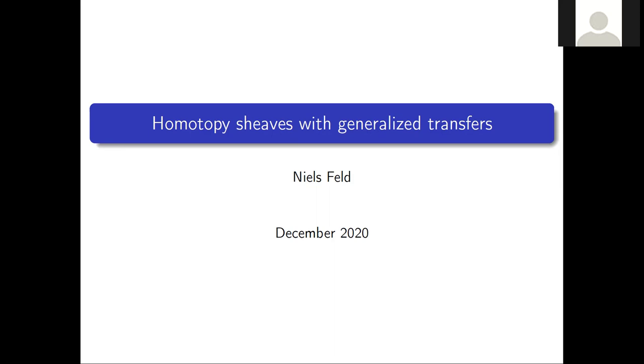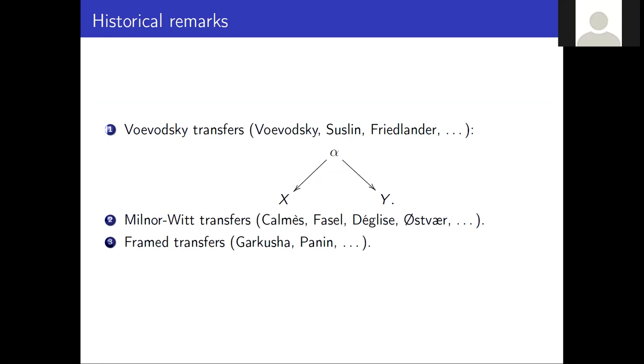So, first of all, some historical remarks. The word transfers means many things in mathematics. And in motivic homotopy theory, I guess the best known one is the transfers from Voevodsky, and later studied by Suslin, Friedlander, and others. Voevodsky transfers have had two children at least, mainly Milnor-Witt transfers and frame transfers, defined by Calmès, Fasel, Déglise, Hubert, and Garkusha-Panin.